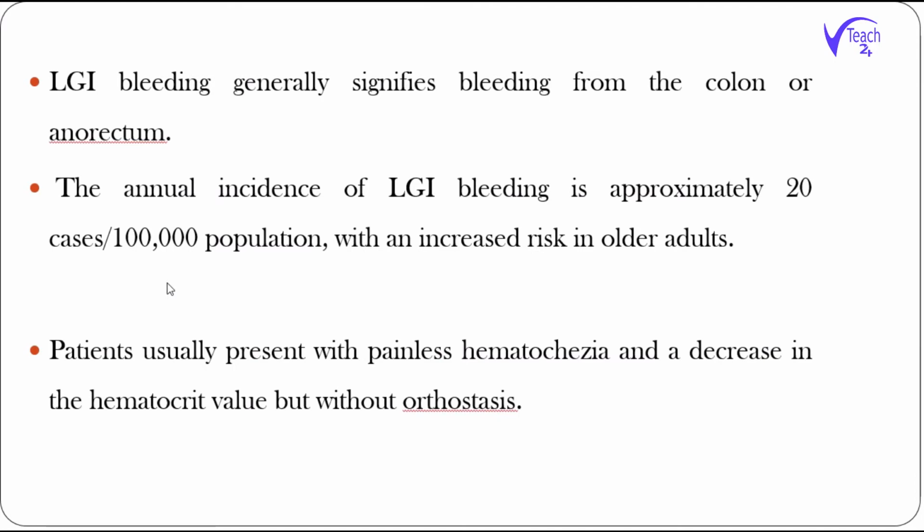Lower GI bleeding generally signifies bleeding from the colon or the anorectum. The annual incidence of lower GI bleeding is approximately 20 cases per 100,000 population and the risk is increased in older adults. As the age grows, there are chances of different diseases that can present with lower GI bleeding, which includes angiodysplasia, hemorrhoidal diseases, and so on.